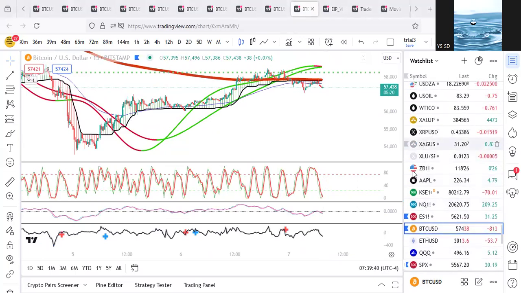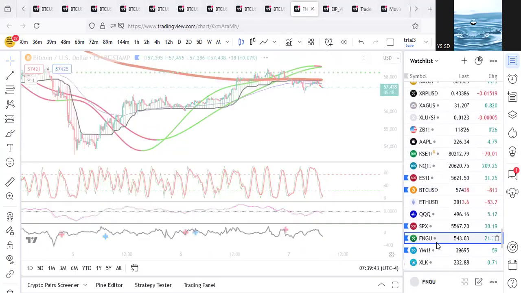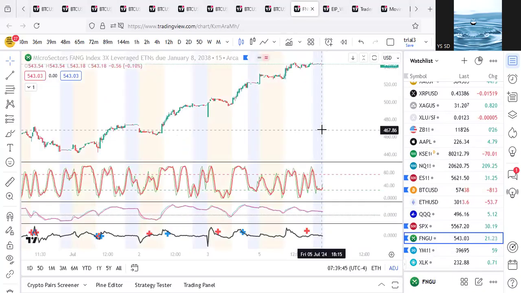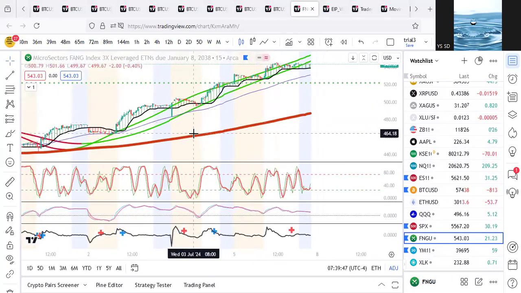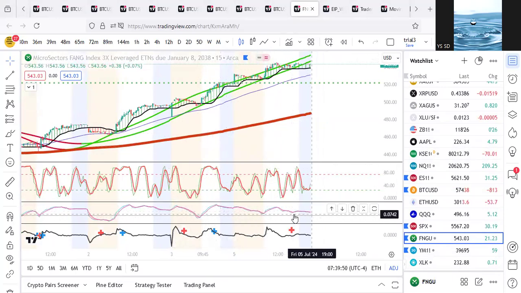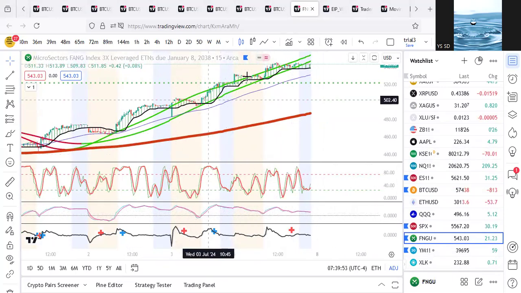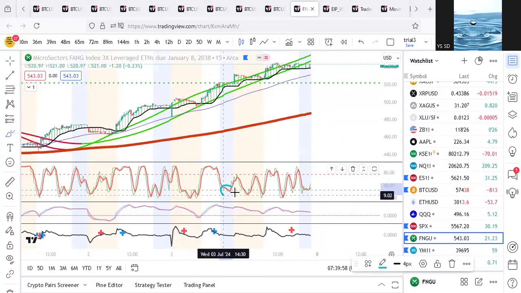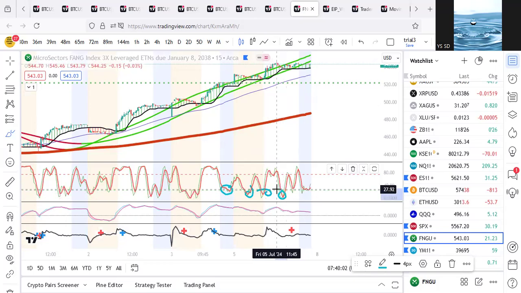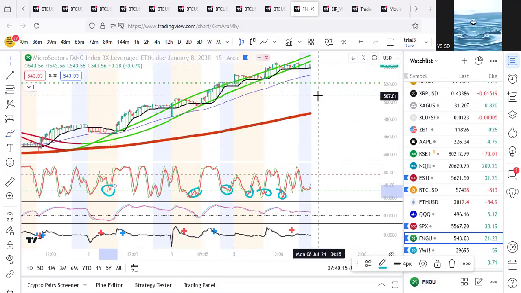Let's pick any random symbol. My favorite, the FNGU ETF. We can see that the Holy Grail has been above the zero line forever. So there is no sell, but there are knife-catch buys over here, over here, over here, over here, over here. Do you see? Let me know what you guys think.